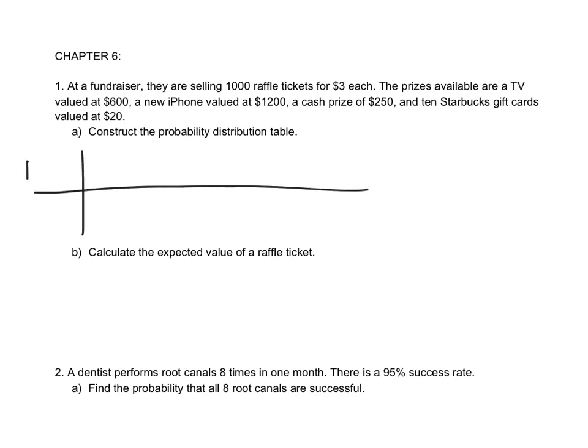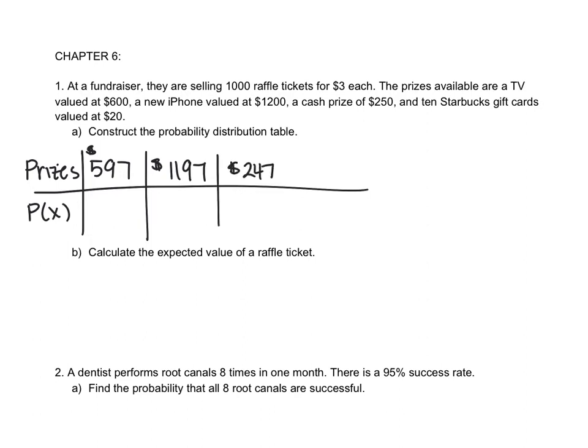Okay, so we have our prizes and their corresponding probability. It's important to remember that you have to take into account the price of the ticket when writing the outcome for your prizes. So even though the TV is valued at $600, it costs $3 for the ticket, so we're really looking at $597. And for the phone, once we take out the $3, that leaves us with $1197. Cash prize of $250 becomes $247. The gift cards valued at $20 become $17. And then there's the chance that you don't win, so you lose $3.